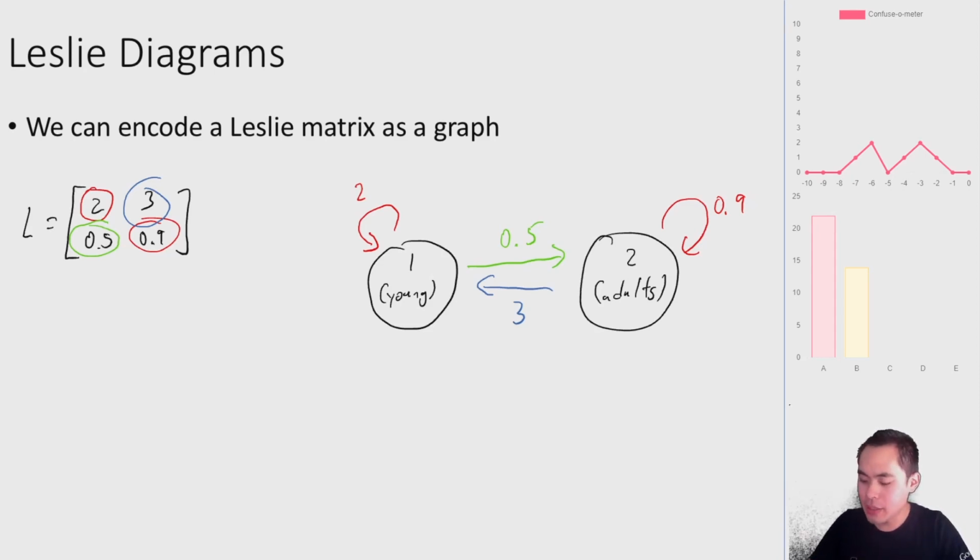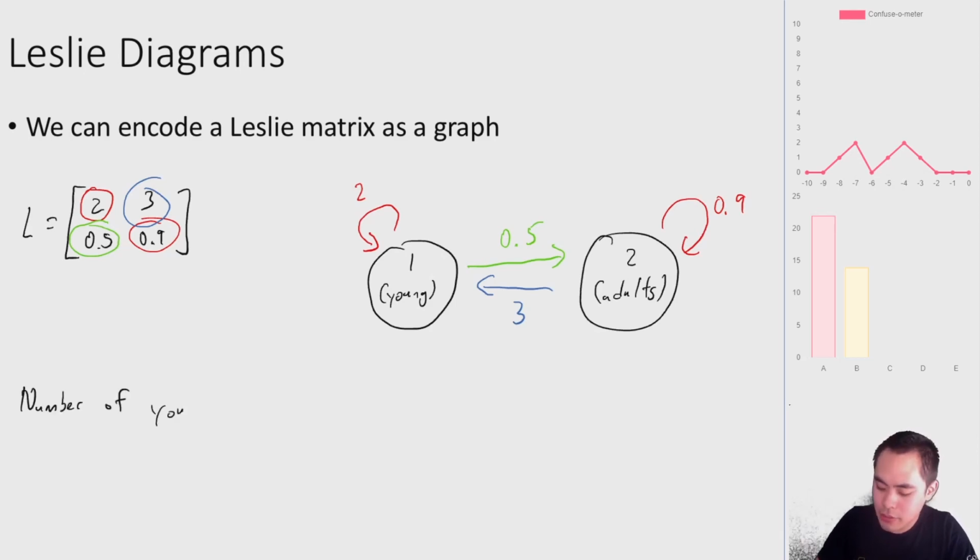So if you had, say, 100 young here, then you'd multiply it by 2 to get the number of new young as a result of those 100 young. And then you multiply by 0.5 to get the number of new adults as a result of your 100 young rabbits. If we want to try this out, the number of young next year is going to be equal to 2 times the number of young plus 3 times the number of adults.